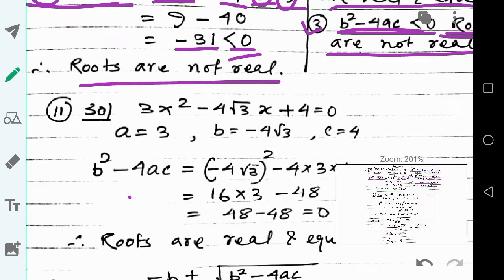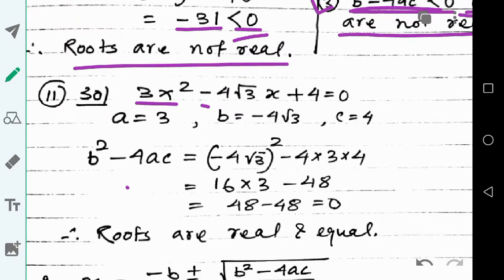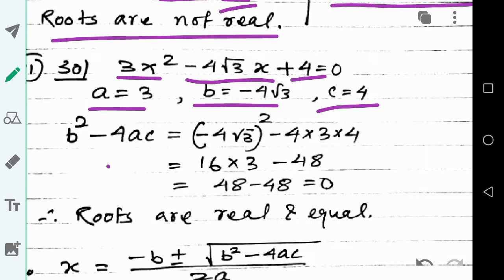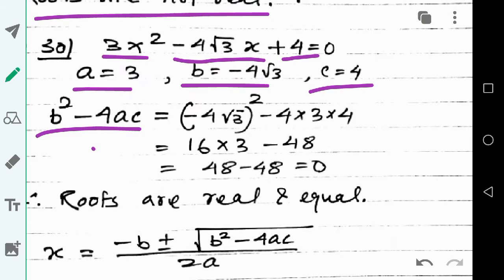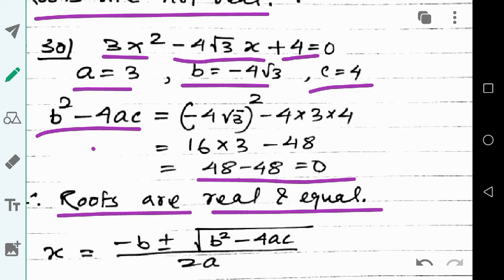The next equation is 3x square minus 4 root 3 x plus 4 is equal to 0. So here a, that means the coefficient of x square, is 3, the coefficient of x, that is b, is equal to minus 4 root 3, and c is equal to 4, the constant. Again put these values here to determine the value of b square minus 4ac. Here you see we have got b square minus 4ac equal to 0. That's why roots are real and equal.